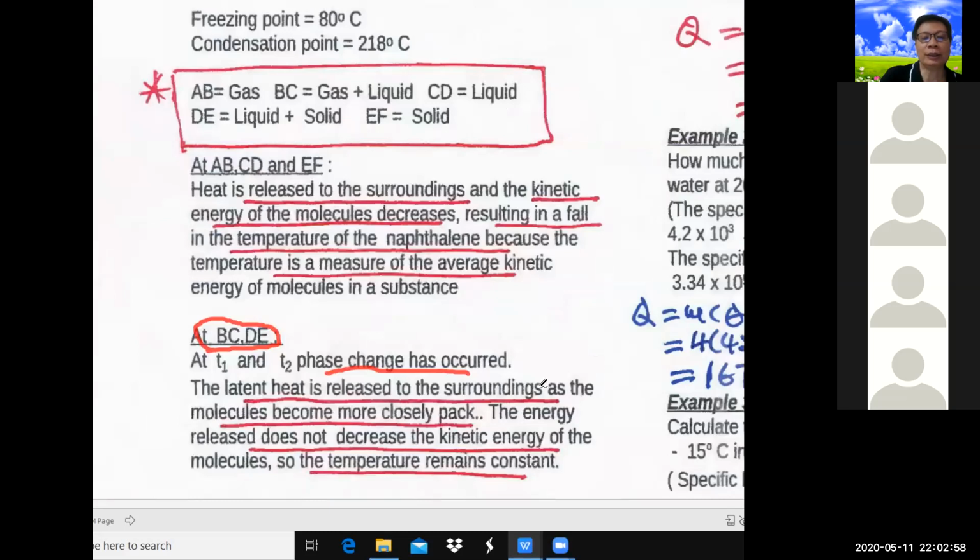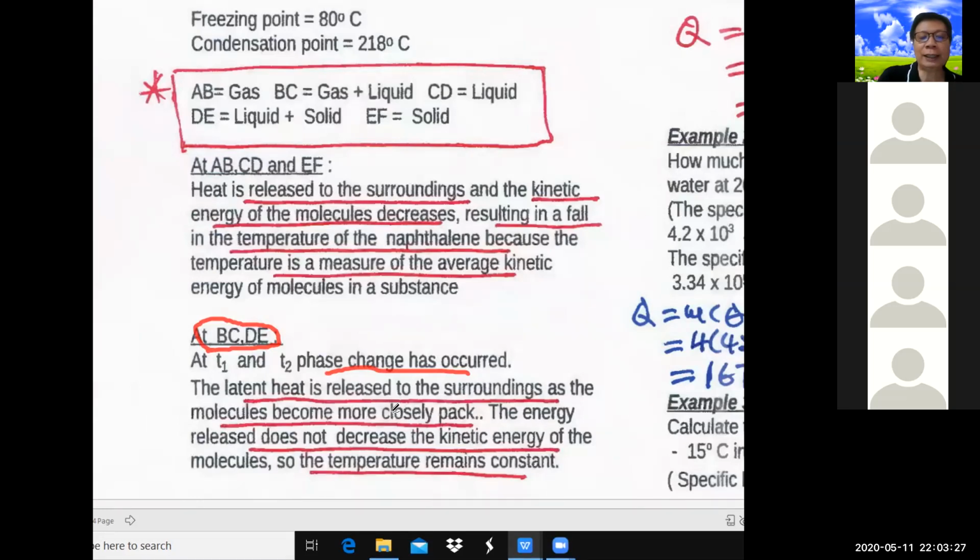Latent heat relates to the surroundings as the molecules become more closely packed. More closely packed means that you need energy to pull the molecules closer. The energy must come from the energy released. So the energy released does not decrease the kinetic energy. The energy released does not go to the surroundings, actually. That's why the kinetic energy does not decrease. So the temperature remains constant. Okay?